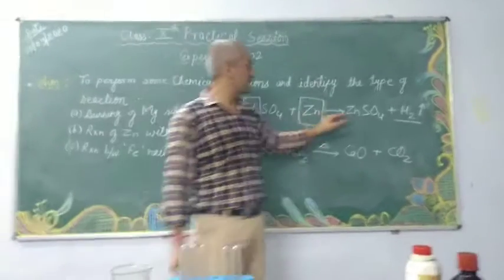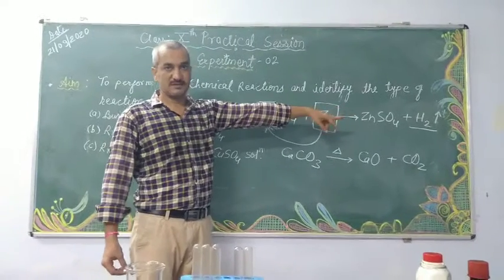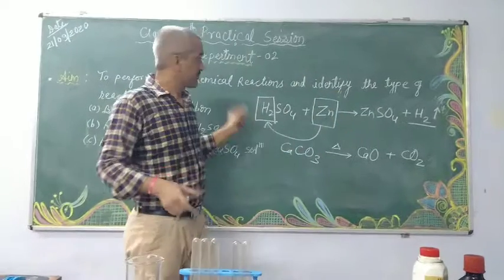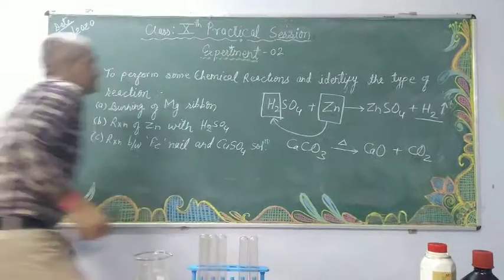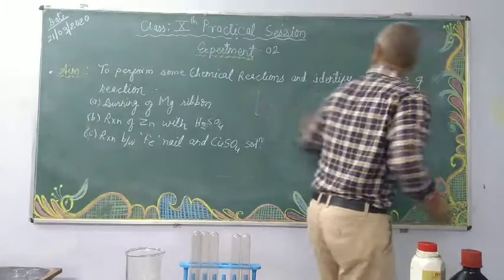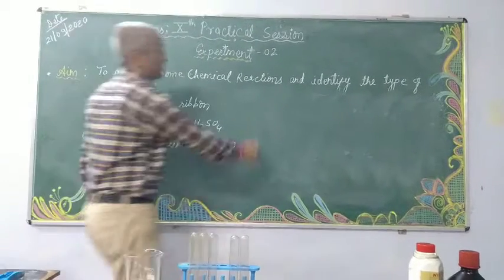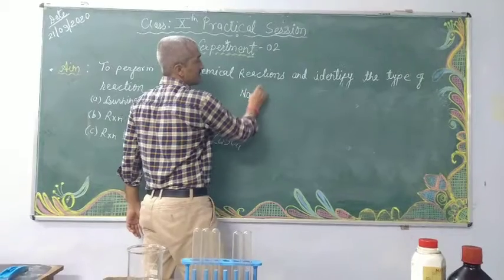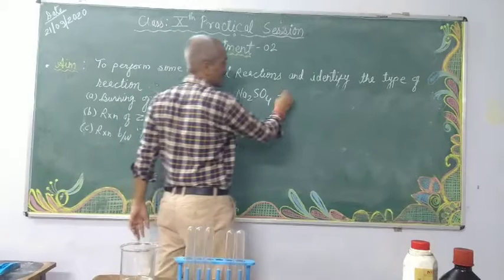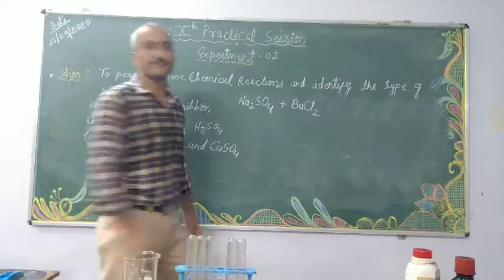This was the single displacement, where one substance displaces another one. In some other type of reaction, what happens? The two compounds, let's see one example here. Two compounds take the place of each other. In the two compounds, the ions take the place of one another, like this Na2SO4. This is sodium sulfate plus BaCl2. This is barium chloride.